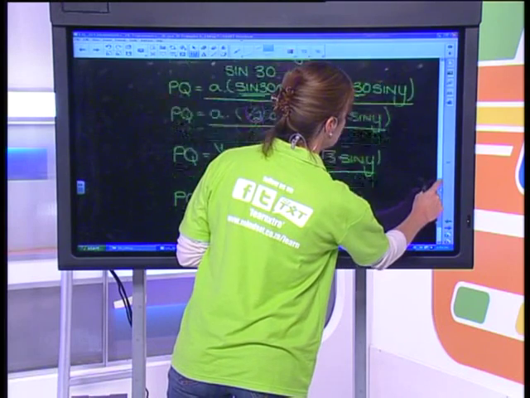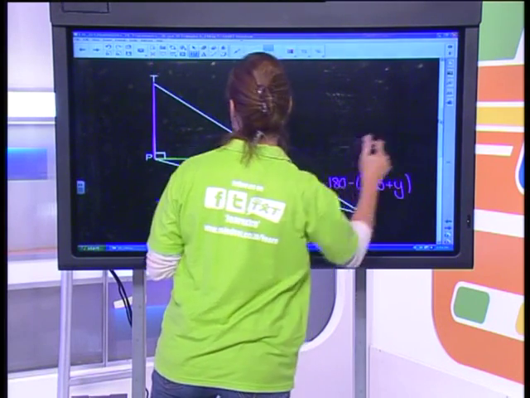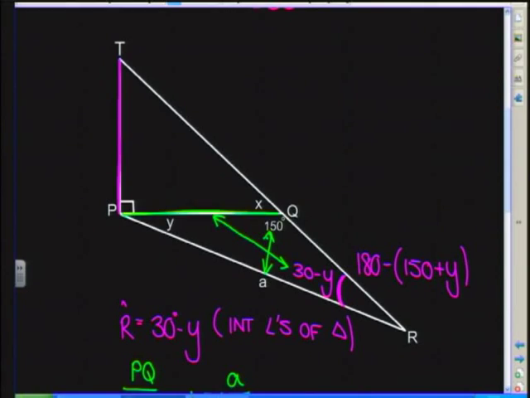PQ, remember, was just the linking side between the two triangles. What we've done over here is we found PQ. What we need to work out is TP, okay? So we've got a 90-degree triangle. So let's work with our ratios of sine, cos, or tan. From your angle of x, what we're trying to find is your opposite side. And what we now know is the adjacent side.